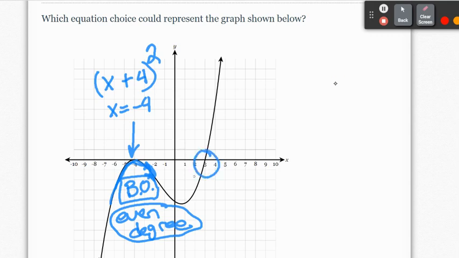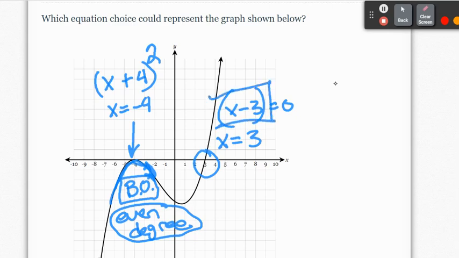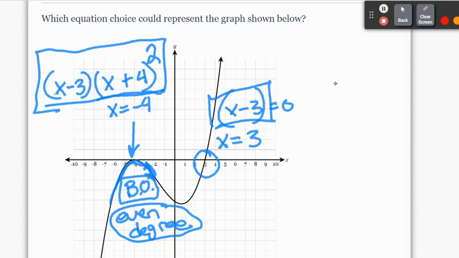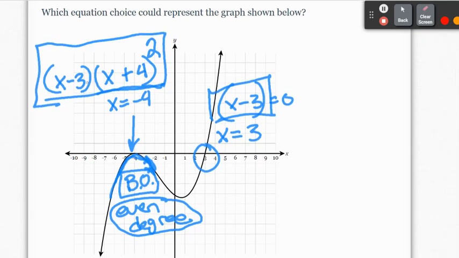And then this one is a 3, so that's x equals 3. And if we go back, it would be x minus 3 that was equal to 0. So the factor x minus 3 is what we put next to this x plus 4. So it's x plus 4 squared, and then x minus 3 multiplied next to it. If I was to graph this, like on Desmos or something, I would get a graph that looks just like this cubic function down below.